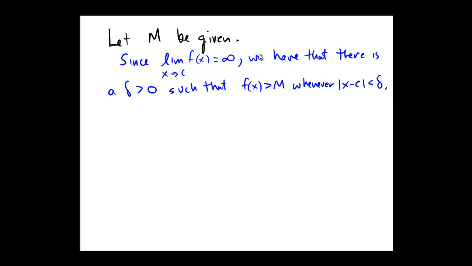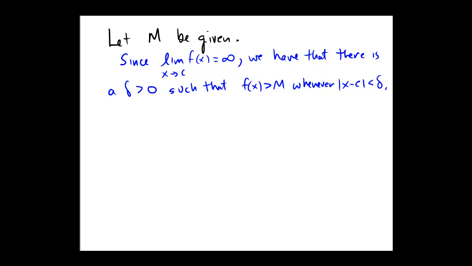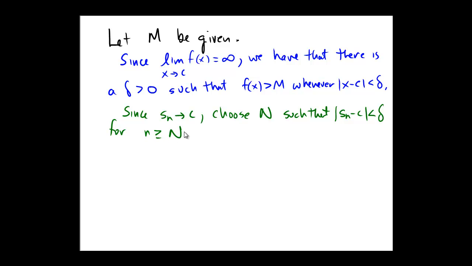Furthermore, since Sn heads towards C, we can choose a capital N such that the absolute value of Sn minus C is less than delta for n bigger than or equal to capital N.